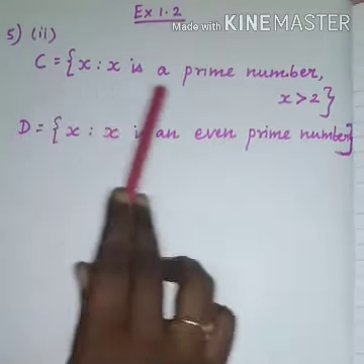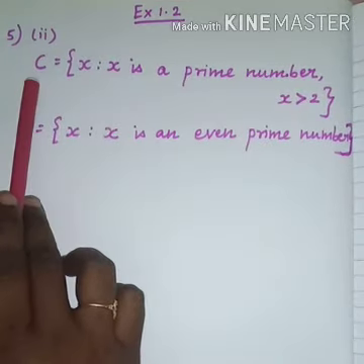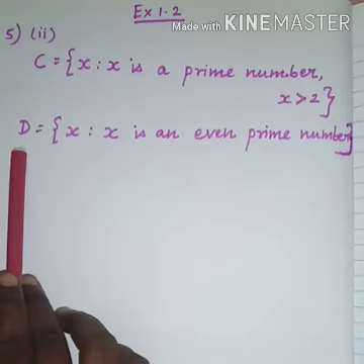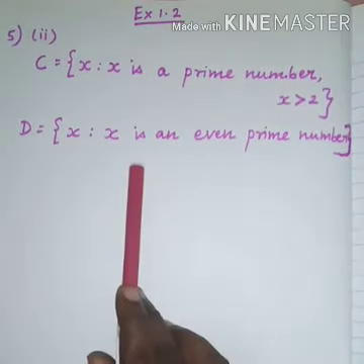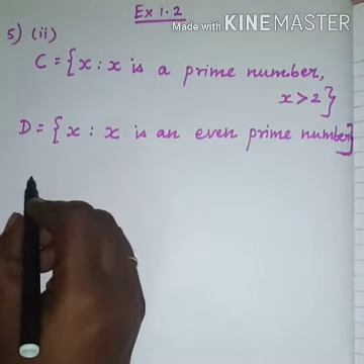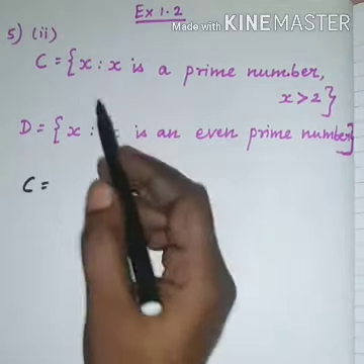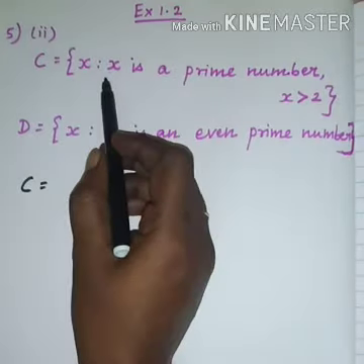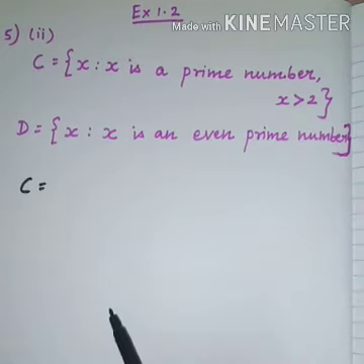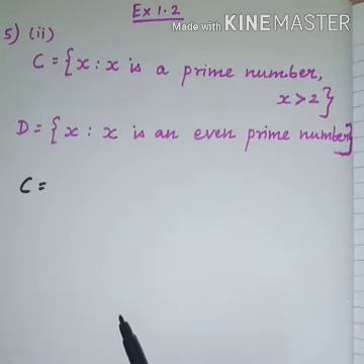The set C is given in set builder form. D is also given in set builder form. We have to write them in roster form. The set C is equal to, what is the condition given? The set of X such that X is a prime number and X is greater than 2. So what is meant by a prime number? The number which is divisible by 1 and itself is called a prime number.